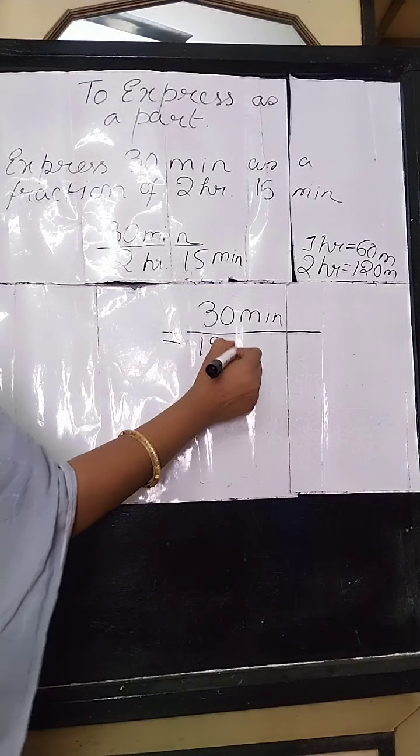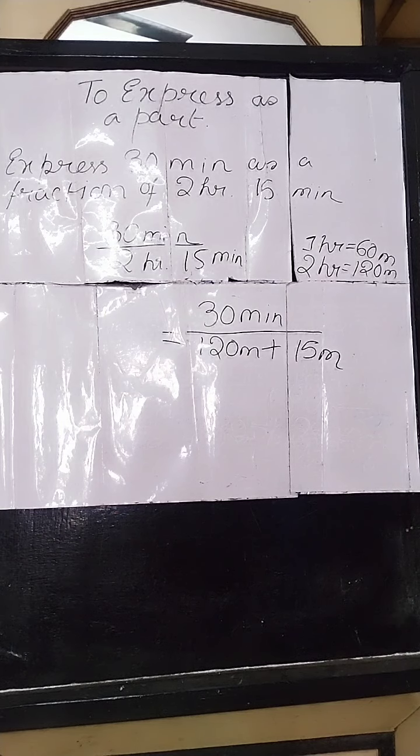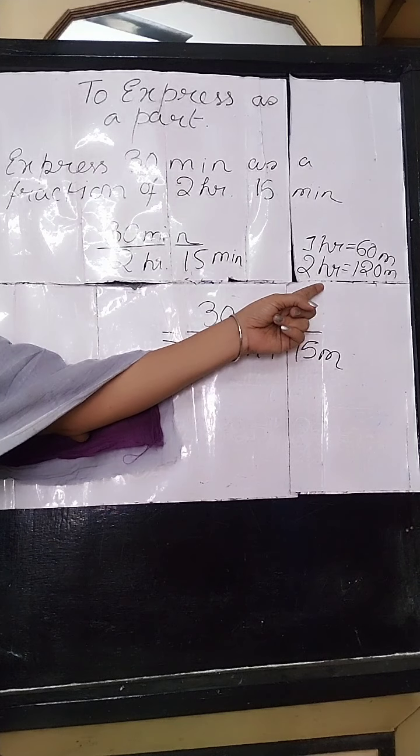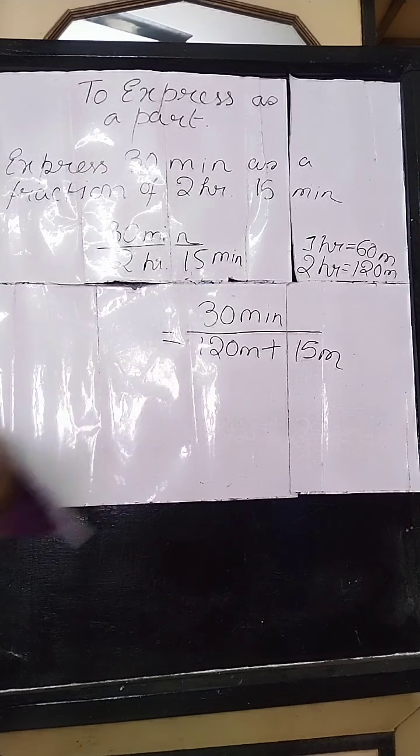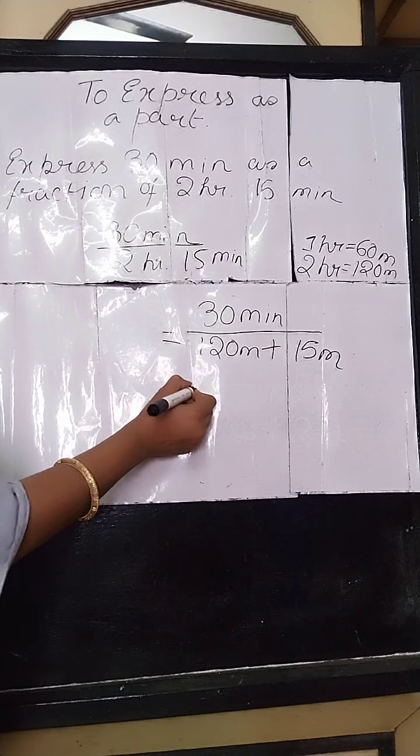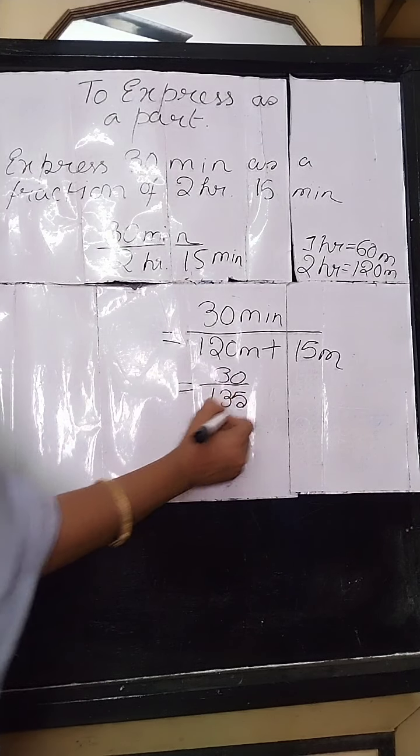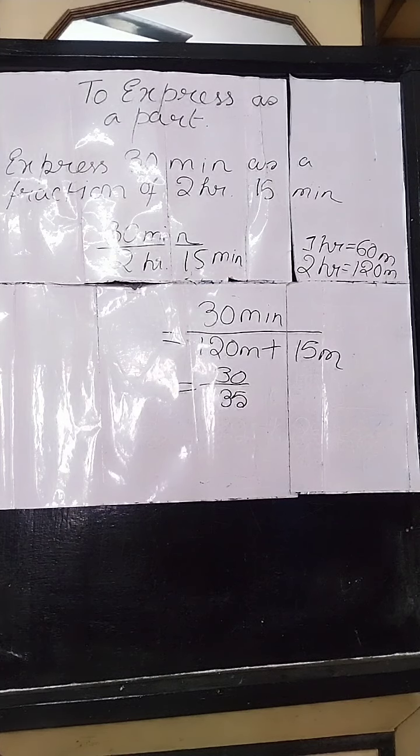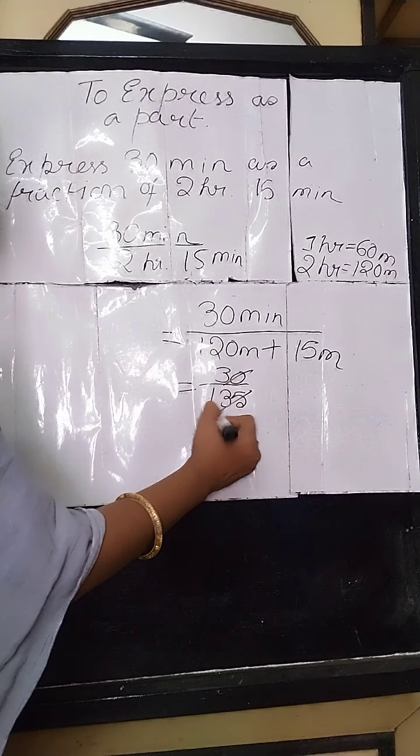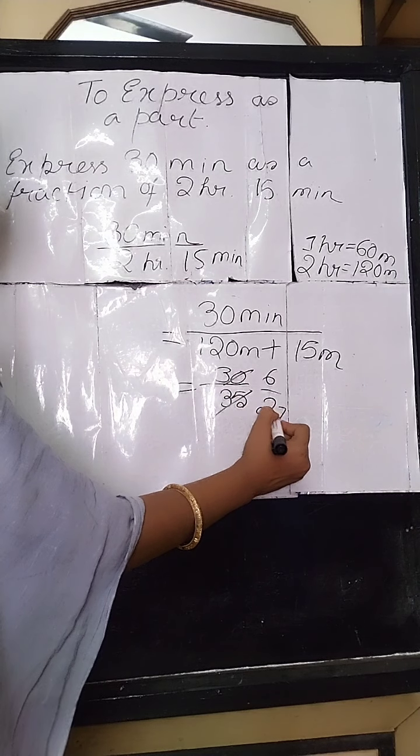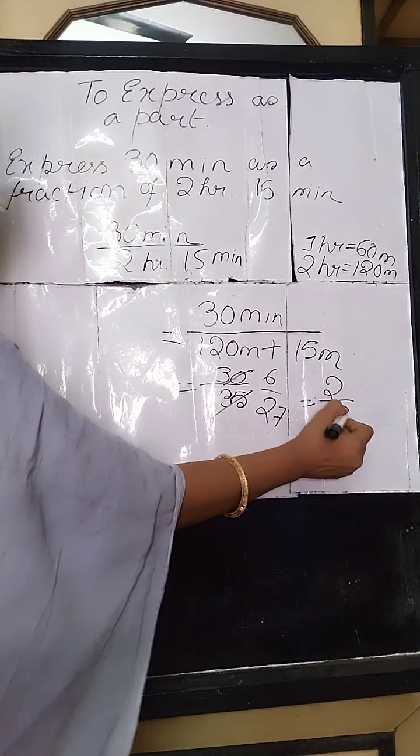In the numerator you will write 30 minutes and in the denominator, in place of 2 hour, you will write 120 minutes plus 15 minutes. So ultimately you will write 30 minutes by 135 minutes, and ultimately it will become 6 by 27 or 2 by 9. So the required fraction is 2 by 9.